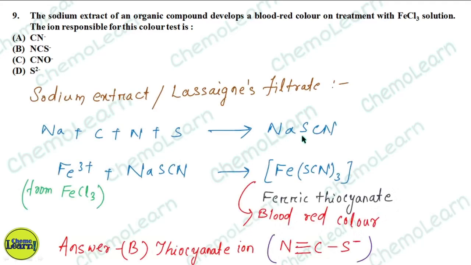So in Lassaigne test we make Lassaigne's filtrate or sodium extract. So if your compound is containing carbon, nitrogen, and sulfur, it will react with sodium and it will form NaSCN. Okay, and upon treatment with FeCl3, the Fe3 plus ion from FeCl3 will react with NaSCN, and they will form Fe(SCN)3, which is responsible for the blood red color. Okay, so the option B will be the correct option, that is thiocyanate ion, NCS minus.